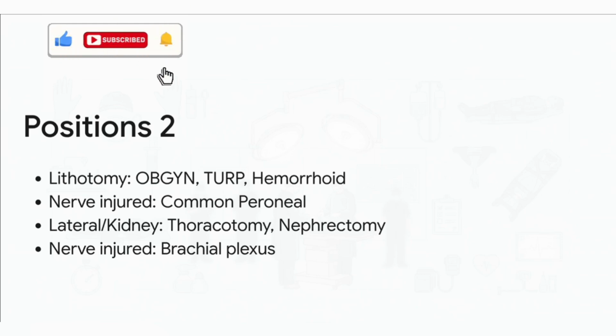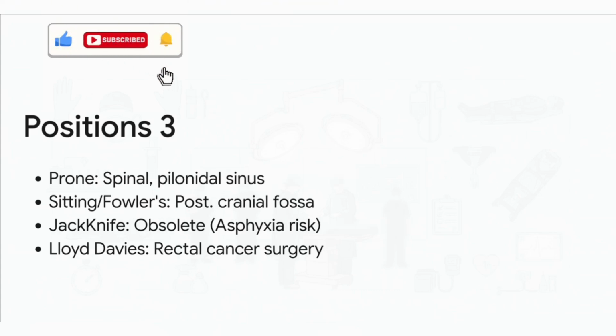Then there's the lateral or kidney position. We use this for thoracotomy or nephrectomy. Here, due to the hyperextended arm, there is an increased risk for brachial plexus injury. Always protect those nerves. Just a few more key positions to round this out. The prone position is standard for spinal or pilonidal sinus surgeries. Then there's the sitting or Fowler's position. This gives great exposure with a bloodless field for posterior cranial fossa surgeries, but it has a terrifying disadvantage, which we'll get to in just a second.